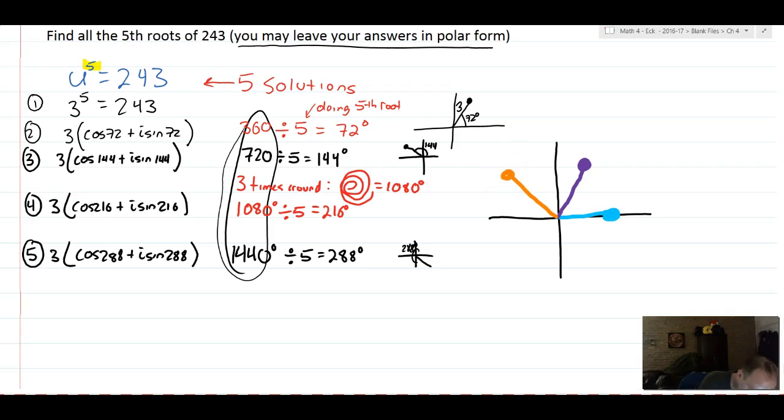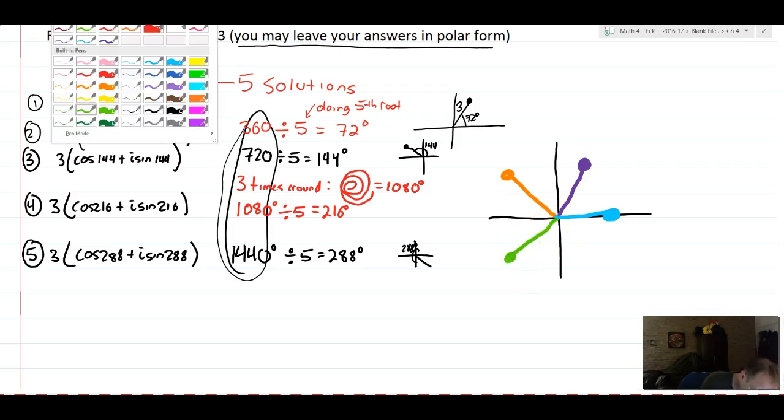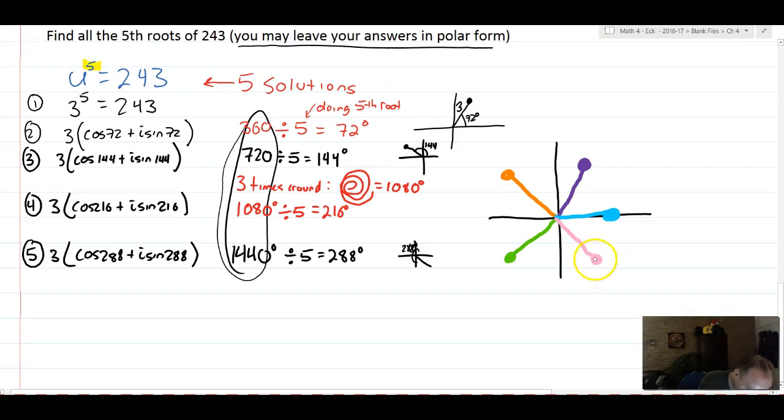Here's root 3. Here's root number 4. And here's root number 5. And every single one of these is 72 degrees apart from each other. And so this kind of gives you an idea about a shortcut. Instead of going all the way up to these multiples of 360, figure out what the first one is. And then do this one times 2, then this one times 3, then this one times 4, then this one times 5. So I'm going to do one more problem using this new pattern that I've just found.